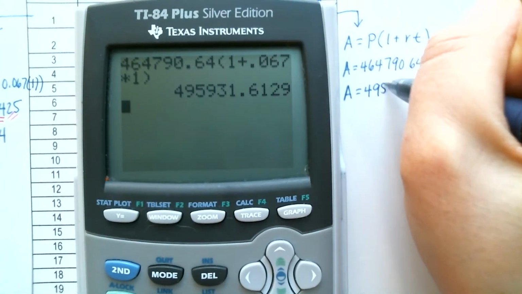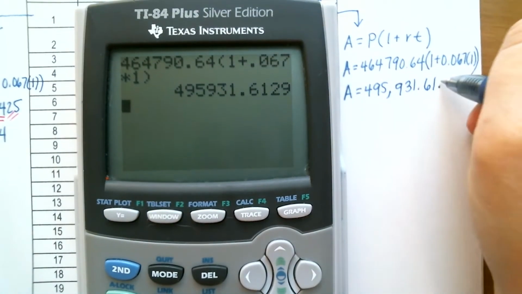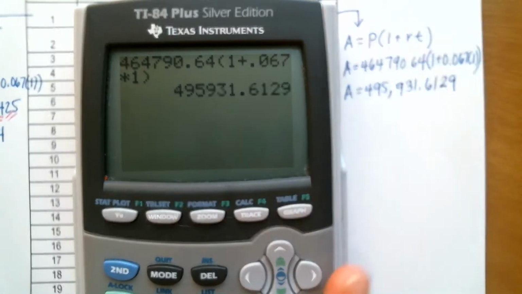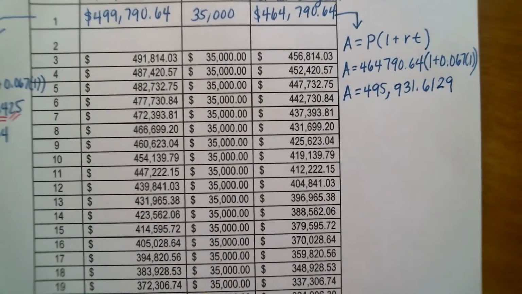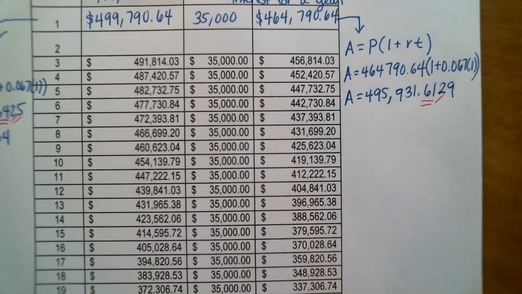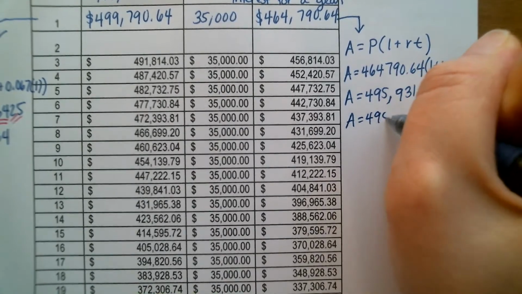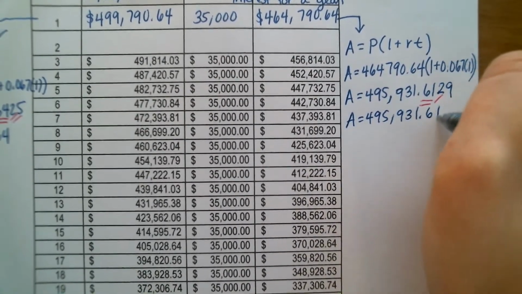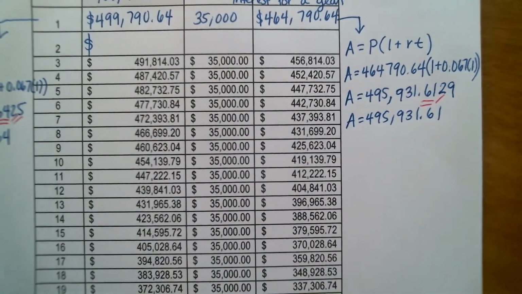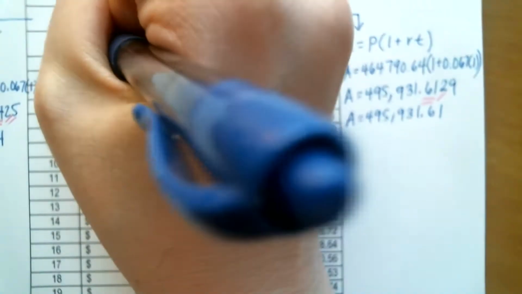We get $495,931, and if we round appropriately, it's going to be 29 cents, or sorry, 61 cents, because you're rounding to the nearest cent. You've got a 2, so you're going to stay the same. So it would be $495,931.61, and that will go in this box. This is saying that when it's time to make payment 2, this is how much money is in the account.